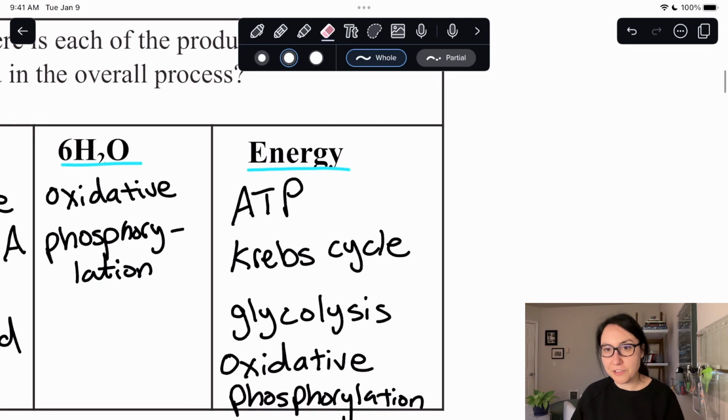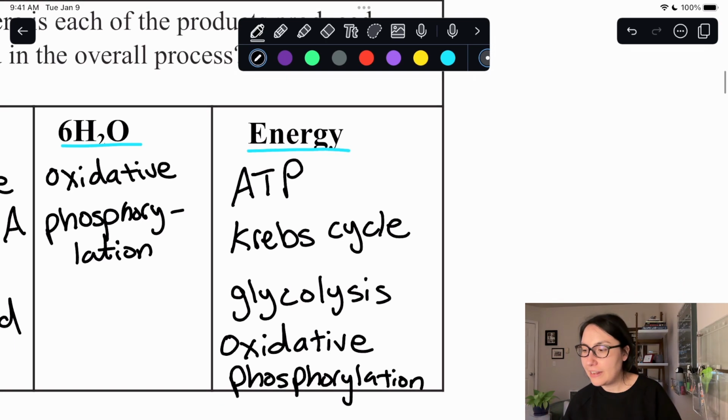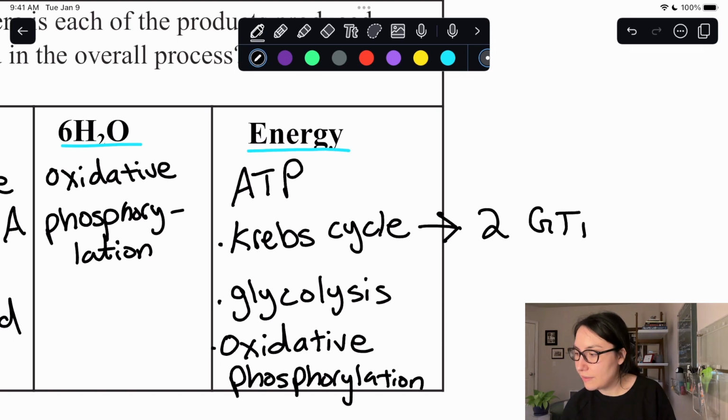I'm just going to go back to energy, and add a little bit more data in terms of how much energy is produced in every single one of these little cycles here, okay? So ATP is energy. Inside the Krebs cycle, you're going to create what is called 2-GTP, which is a different form of energy, okay? And then you also have a little arrow right here.